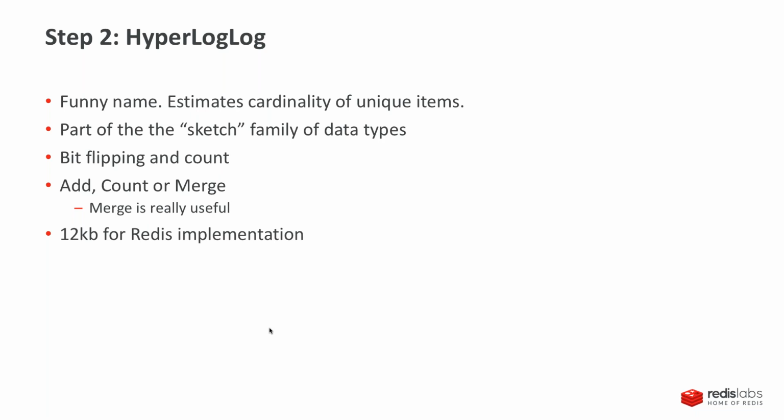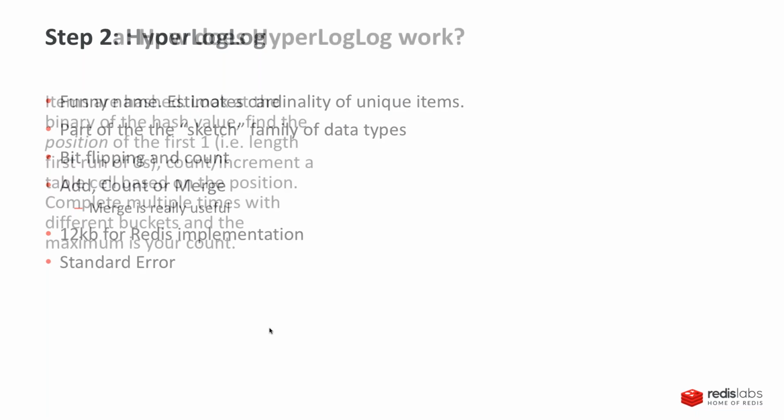The cool thing about it is that no matter how many items you are trying to count, it never takes more than 12 kilobytes of memory in Redis. Pretty amazing. And we'll get into what happens there. There is a standard error rate of 0.81%, so keep that in mind. It will always have that error rate present.